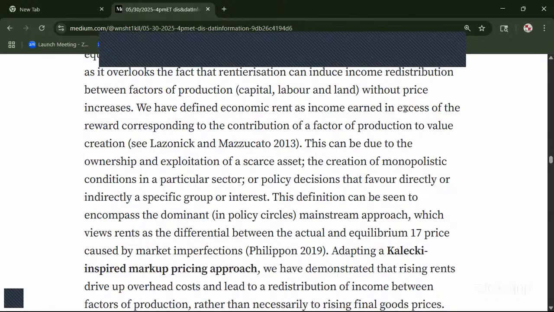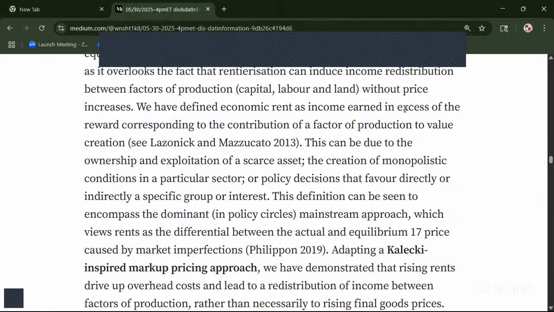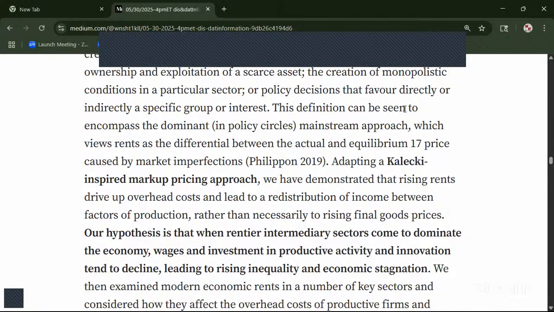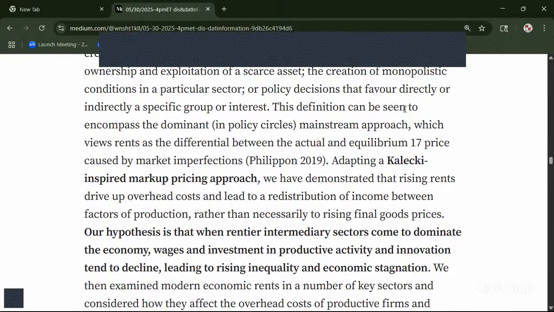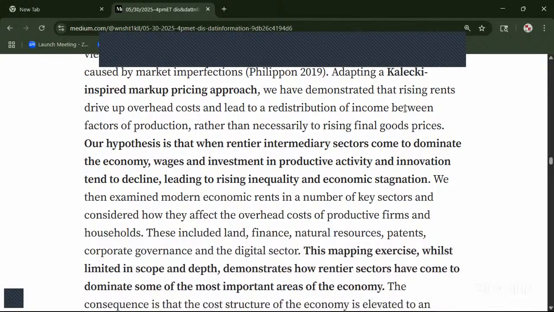Now, adapting a Kalecki-inspired market pricing approach, we have demonstrated that rising rents drive up overhead costs and lead to a redistribution of income between factors of production, rather than necessarily to rising final goods prices. Our hypothesis is that when rentier intermediate sectors come to dominate the economy, wages and investment in productive activity and innovation tend to decline, leading to rising inequality and economic stagnation.